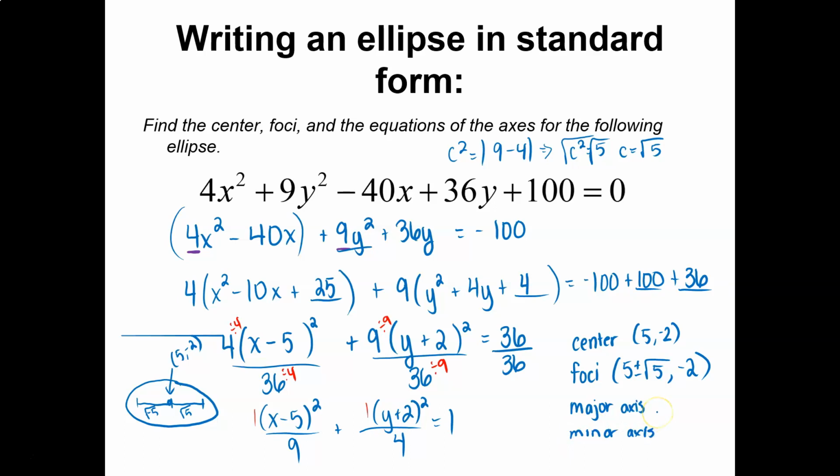Then the last thing we need is the equations of our major and minor axis. So for our major axis here, it's going to be horizontal. Horizontal is going to be y equals a number. Sarita, what is our y coordinate right there for our major axis?